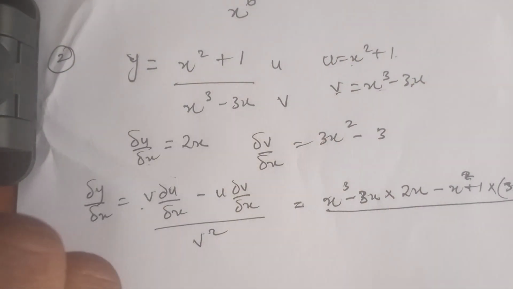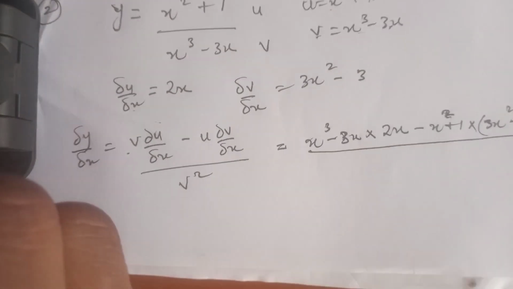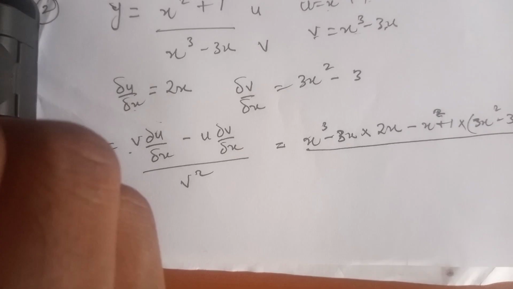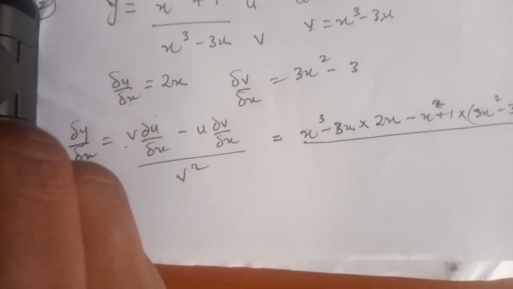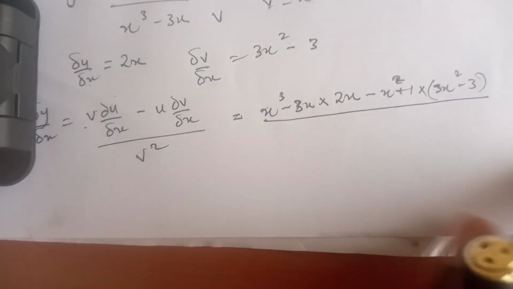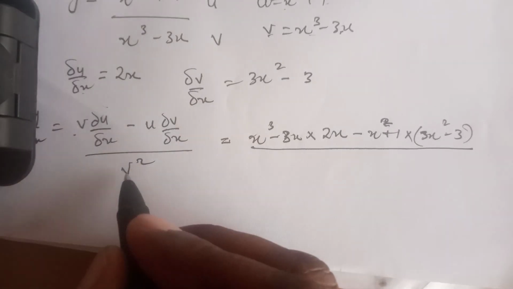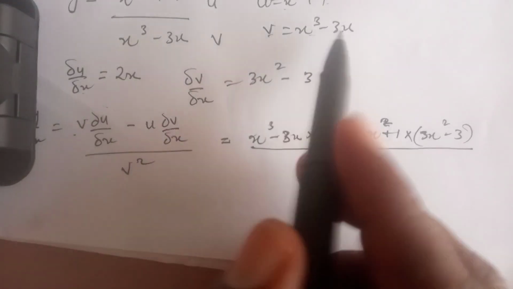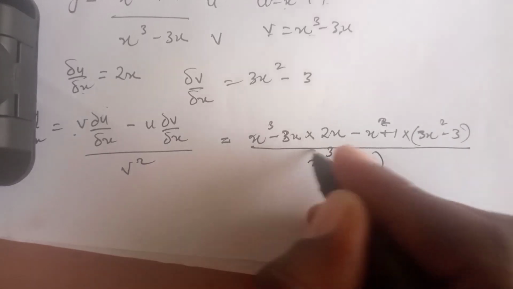So I want to make sure I show this part. So this is 3x squared, yeah, 3x squared minus 3. Yes, that's what I want you to see. 3x squared, then over v squared. So my v is this, x cubed minus 3x, everything all squared.